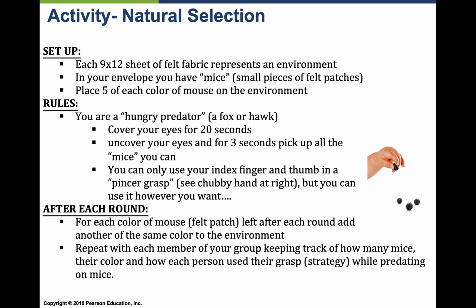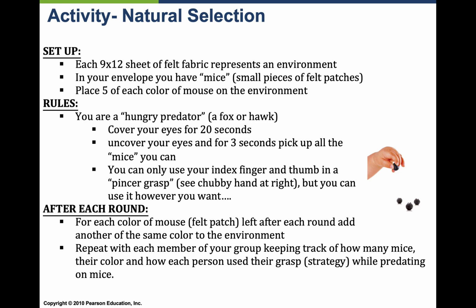And then after each round, each color mouse or felt patch that is left in the environment, you're actually going to add the same number of what's left. So you repeat this with each member of the group, and the groups are generally 4 to 5 students. You're going to keep track of how many mice, their color, and how each person used their grasp while predating on the mice. And essentially what students find is after several rounds, what's left predominantly are the mice that match the background.